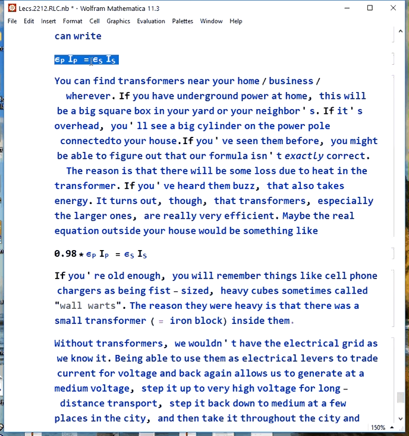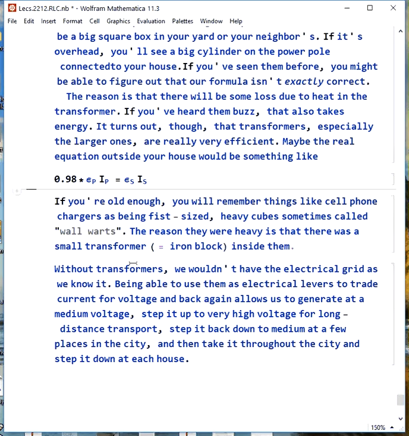However, that means that we don't get everything out of the secondary that we put into the primary. Some of it's being lost as heat and this buzzing motion and sound. However, it turns out real transformers are pretty darn efficient, especially the larger they are. Maybe outside your house it should be more like 98% of the incoming power goes to the outgoing power, but still it's pretty good. You may be old enough to remember cell phone chargers back when they were fist-size heavy cubes that some people called wall warts. The reason they were heavy is there was a transformer inside them.